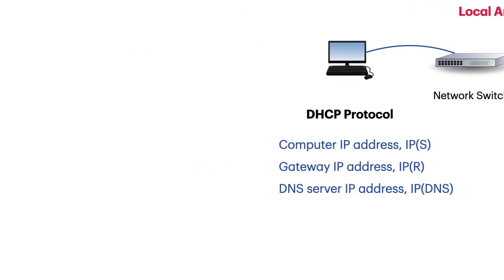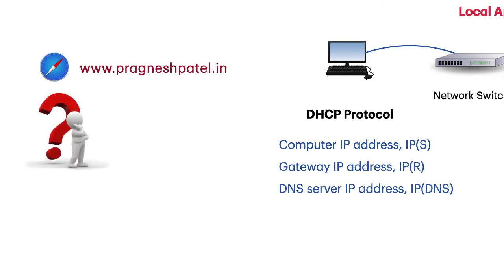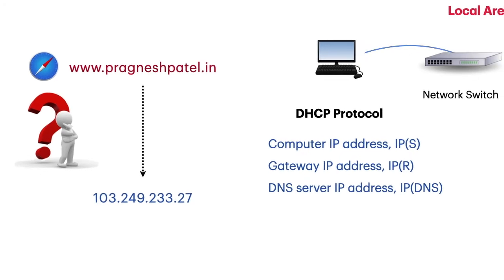Now we type www.pragneshpatel.in in the web browser's URL bar, but the browser does not know what the IP address of www.pragneshpatel.in is. It must translate it to an IP address that the browser understands, and the DNS server does this translation.